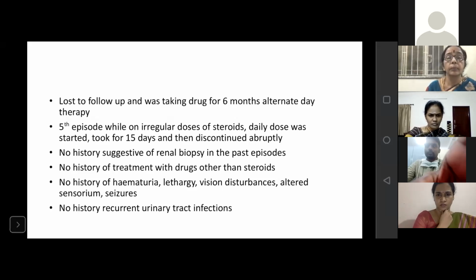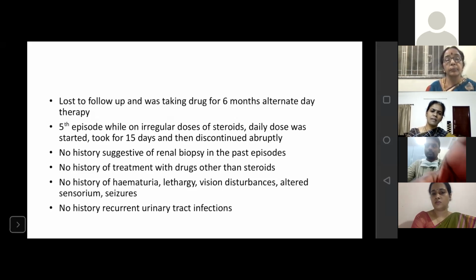There was no history suggestive of renal biopsy during these episodes of illness. There was no history of treatment or intake of any other drugs other than the steroids. The mother is very clear that only this particular tablet is being given, and no other medications were given for a longer duration, more than 3 to 5 days.